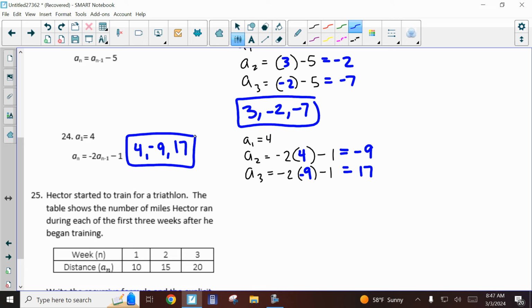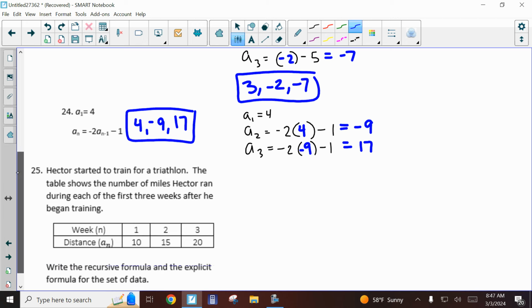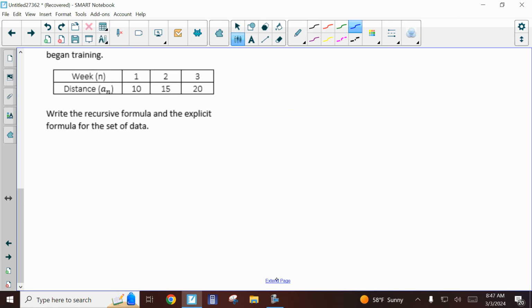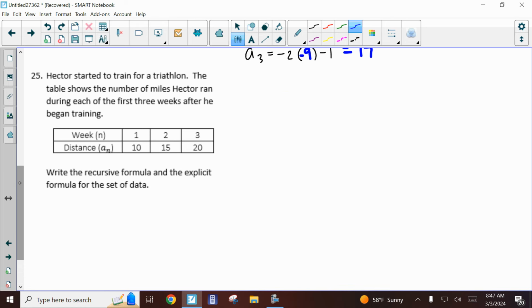Okay, next. This one's a word problem. It says Hector started to train for a triathlon. The table shows the number of miles Hector ran during each of the first 3 weeks after he began training. Write a recursive formula and the explicit formula for the set of data.